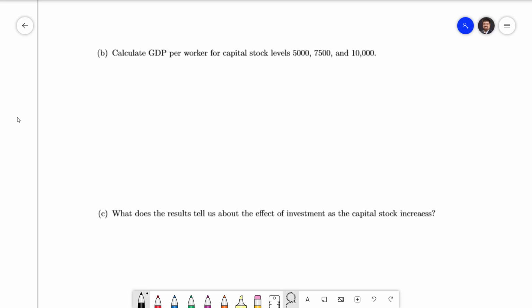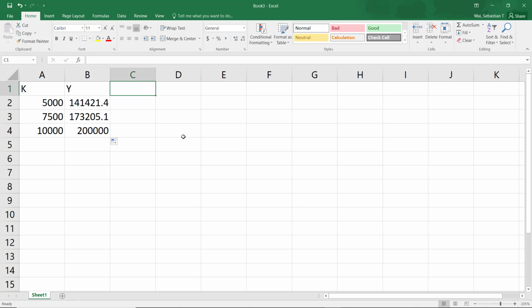In the next part, we're asked to calculate the GDP per worker for capital stocks 5,000, 7,500, and 10,000. Let's go back over to Excel and calculate those. Remember that we have 10,000 workers, so if we want to calculate our GDP per worker, we're going to take our GDP numbers and divide them by 10,000. If we copy this all the way down, we can see what is happening here.